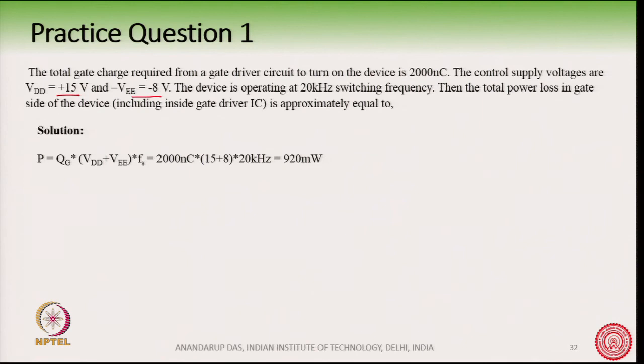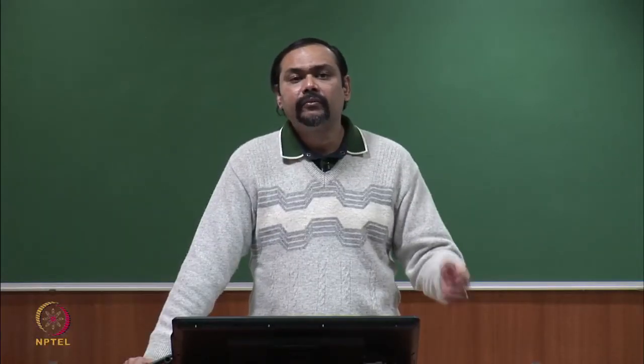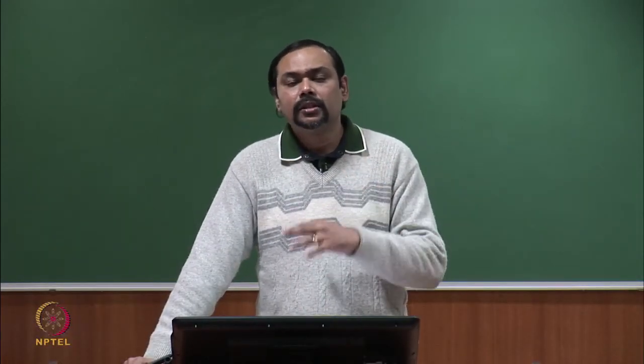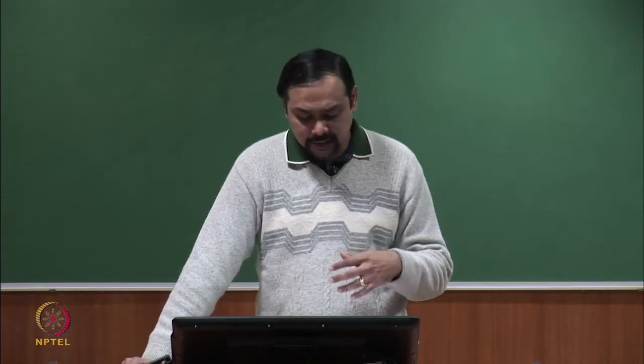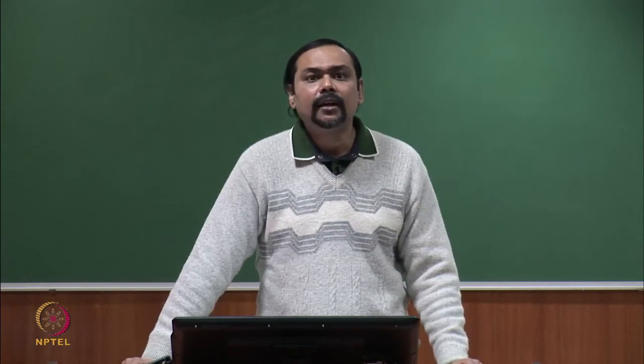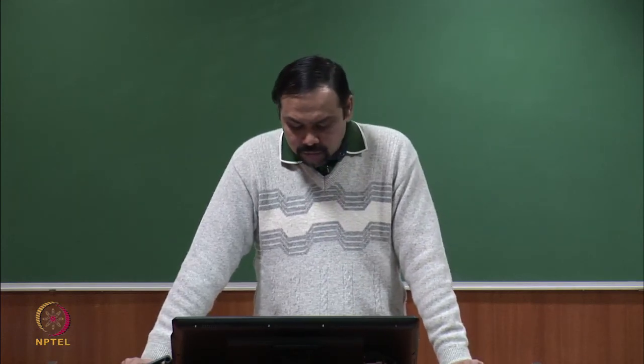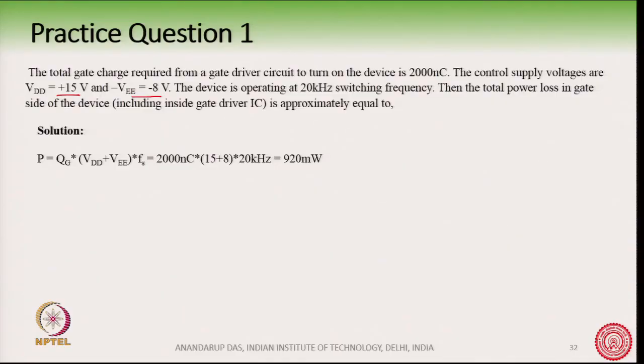So, basically the input capacitance of the MOSFET or the IGBT, most likely this is a big IGBT, 2000 nanocoulomb is a lot of gate charge. The control supply voltage is varying between plus 15 and minus 8. So, the CGE, gate emitter, and the CISS in fact is varying between 15 and minus 8. So, how much is the total power loss in the gate side of the device?